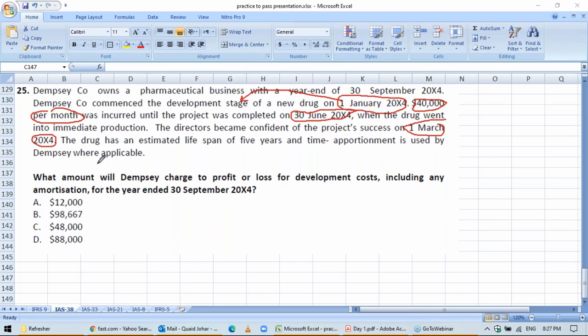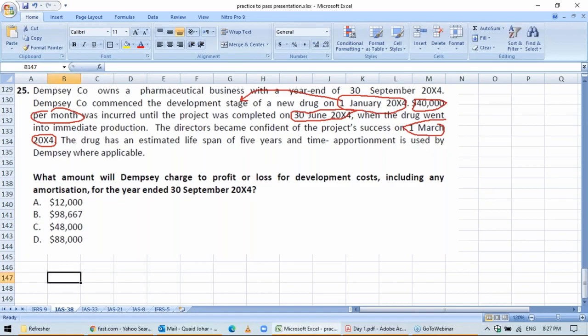So since when you will start capitalizing? From March to June, and the rest of the expenditure should be charged to the profit and loss account. So what happens? Development phase started in January, but in January and February, the conditions for capitalization were not met. So for both months, January and February, you cannot capitalize the expenditure. Even if you are in the development phase, you cannot capitalize until conditions are met, right? So let me make a solution of this.